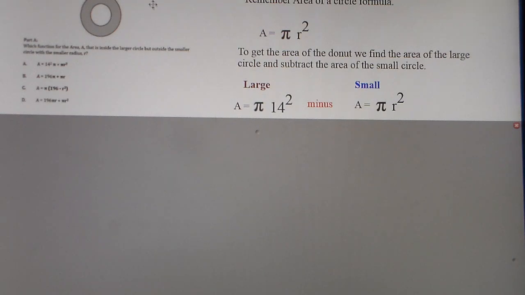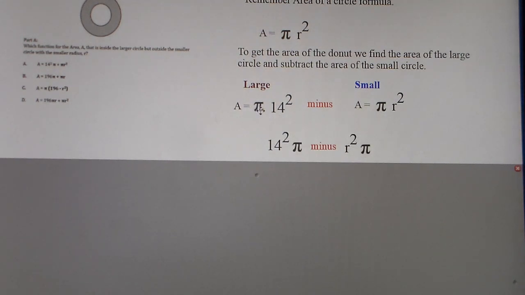Minus the small. Well, they don't give us a value for the radius of the small circle. So we just write the formula that we do know. Area equals pi times radius squared, because we know that's the formula of the circle for the little guy. And we know if we take the area of the big circle minus the area of the little circle, we'll be able to get the donut. So that's what I wrote here. Large minus the small.